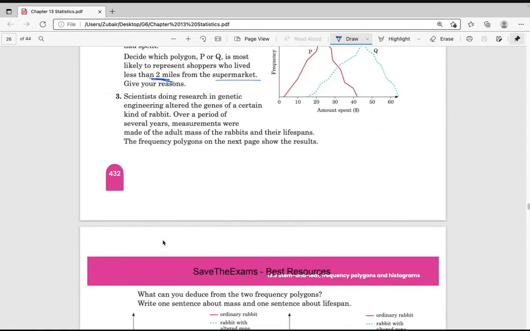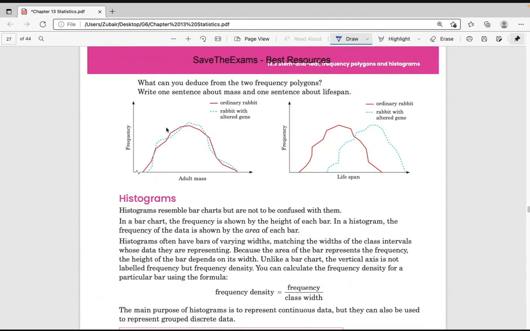Question number 3. Scientists doing research in genetic engineering altered the genes of a certain kind of rabbit. Over a period of several years, measurements were made of the adult mass of rabbits and their lifespan. The frequency polygon on the next page shows the results. What can you deduce from the two frequency polygons? Now, write one sentence about mass and one sentence about lifespan.